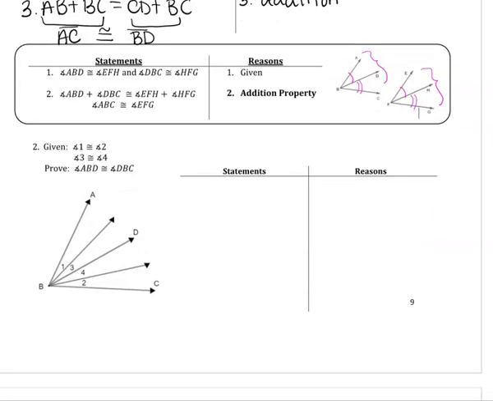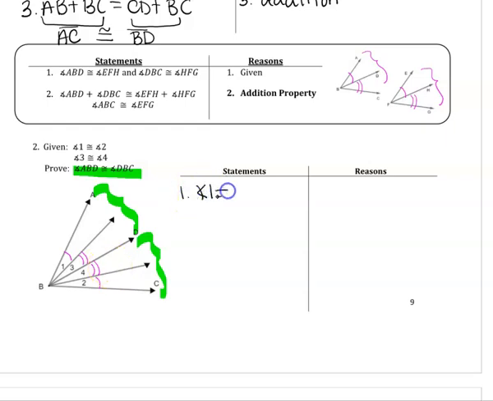So in our first proof, I'm giving you that angle 1 is congruent to angle 2, and angle 3 is congruent to angle 4. I want to show that ABD, which is this whole angle, is congruent to DBC, which is that whole angle. So that means I'm just going to add 1 and 3 and 4 and 2 together. So this one's actually very quick.